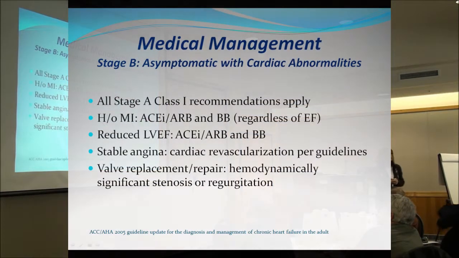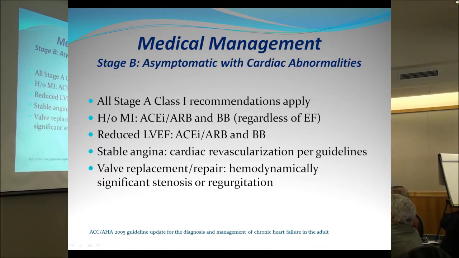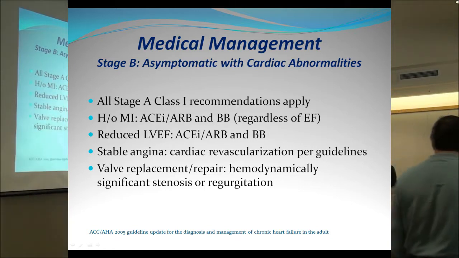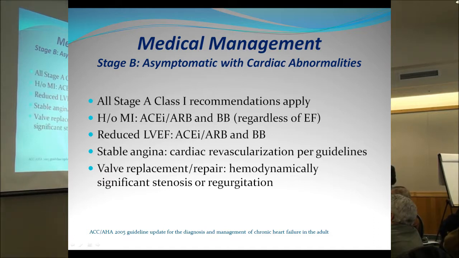Let's talk about patients in stage B, concentrating now on patients that do have an abnormal echo. Stage B is asymptomatic with cardiac abnormality. So class 1 recommendations that apply for all stage A patients, meaning we need to control blood pressure, diabetes, hyperlipidemia, heart rate, thyroid dysfunction, stop smoking, stop drinking, and so on. All the things that we have just discussed, we should implement in stage B, of course, plus the addition of ACE inhibitors or ARBs, plus a beta blocker. In all patients with stage B, regardless of the ejection fraction, the patient needs to be on those two medications.